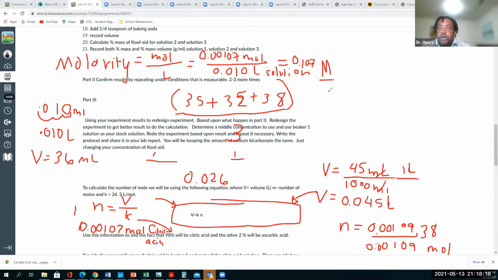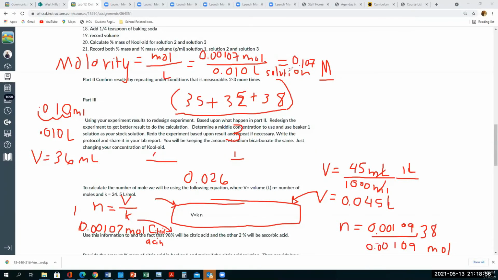Again, it's just moles over liters. We know that we added 10 milliliters of our solution. That's the total amount of solution that we added. So we know that this is the number of moles of citric acid that we have. Even if it was dilute, this will be the concentration of the solution that you have. Yeah, it would be that total 10, right? Okay. Now go ahead, Aaron.